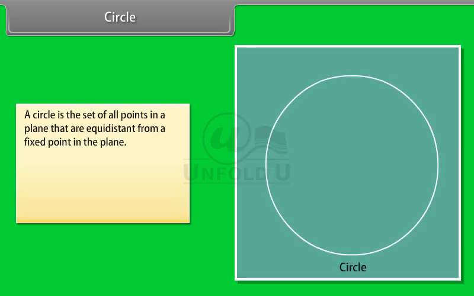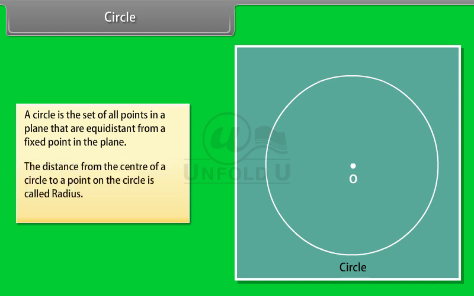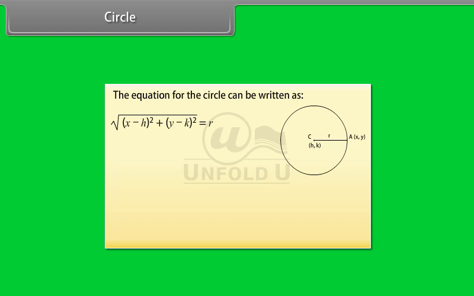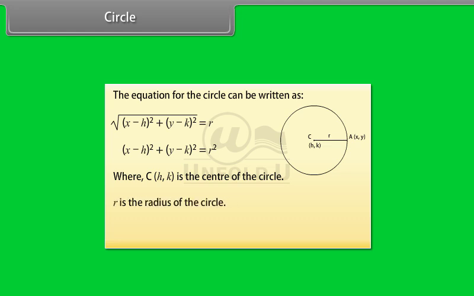Circle. A circle is the set of all points in a plane that are equidistant from a fixed point in the plane. The distance from the center of a circle to a point on the circle is called the radius. The equation for the circle can be written as (x − h)² + (y − k)² = r², where (h, k) is the center of the circle, r is the radius of the circle, and (x, y) is a point on the circle.